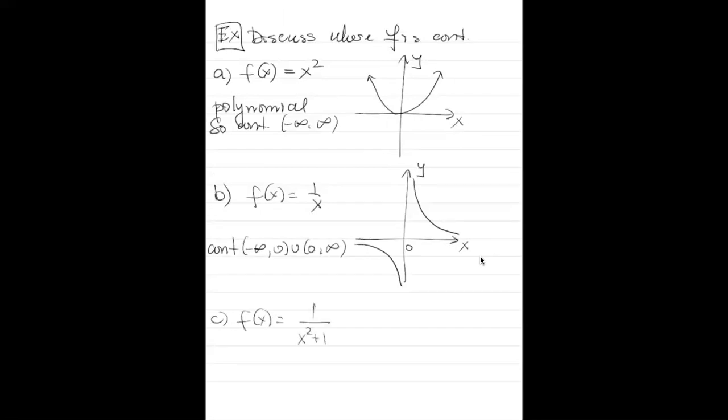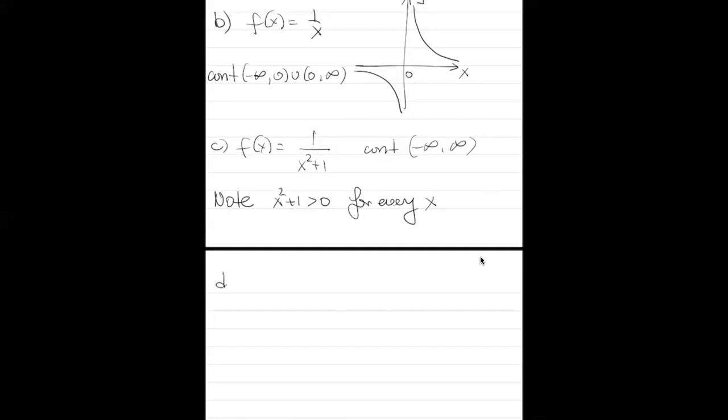C. Now another rational function, but this one is special. Just because it's a rational function doesn't mean the denominator is always equal to 0, because you can see, note, that x squared plus 1 is always positive for every x, right? Because when you square a number and add 1, you always get positive. Then we can say this function is continuous everywhere, because the denominator never becomes 0.